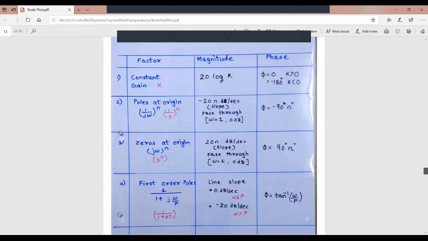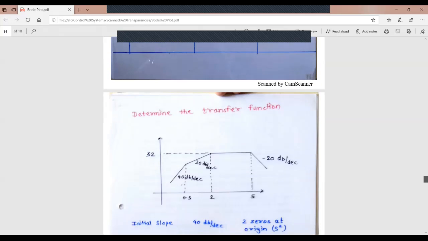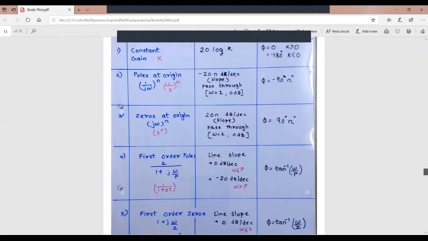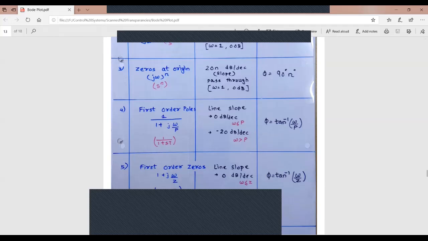Now this is the table which you can refer to for the factors we have just discussed. This problem we will see later on, it doesn't matter. Now we have covered the point up to which we can at least understand what the Bode plot is.